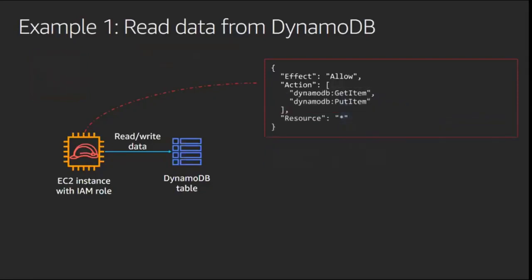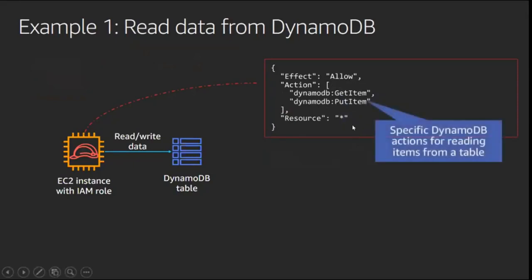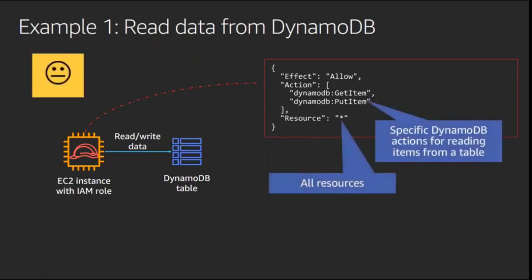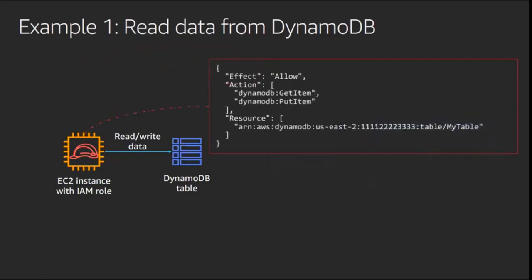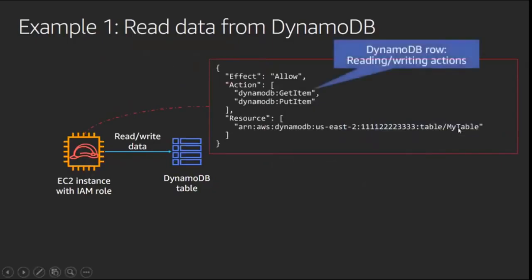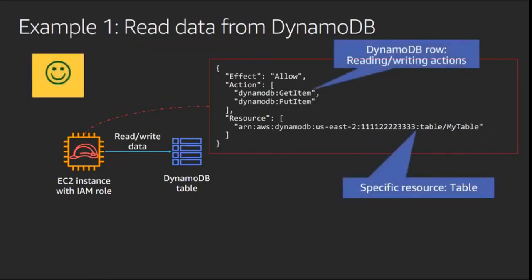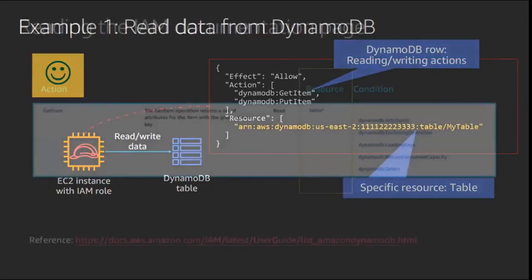You want to go further. So for actions, I only want, let's say, GetItem and PutItem. Resources, again, all of it. Great on the actions part, but resources still need improvement. So now we have the actions as GetItem and PutItem, and the resources, if you see, are narrowed down to a specific table. So that's the evolution of how you start and move your IAM policies.